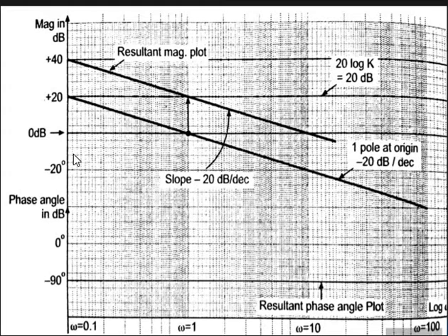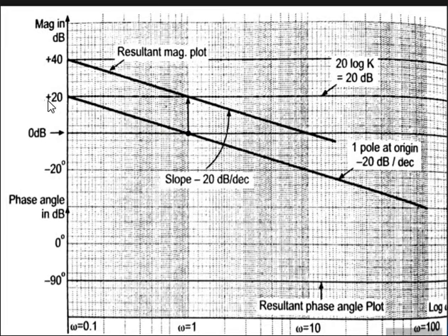First draw the magnitude plot for constant K equal to 10. The constant K contributes a constant magnitude of 20 dB, so the horizontal line is drawn at 20 dB. This is the magnitude plot for 20 log K, where K is equal to 10. And the magnitude plot for 1 by S is a minus 20 dB per decade decrease, and at omega equal to 1 it reaches the 0 dB line.